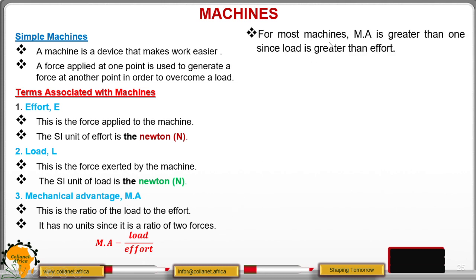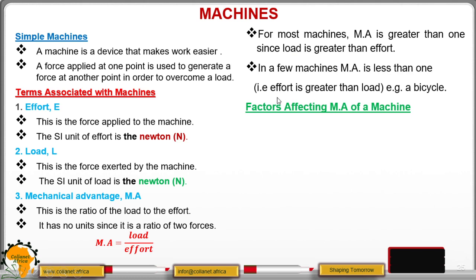For most machines, the mechanical advantage is greater than 1, since the load is greater than the effort. But in a few machines, mechanical advantage is less than 1. For example, we have a bicycle. Effort is greater than load in a bicycle, and therefore mechanical advantage will be less than 1.